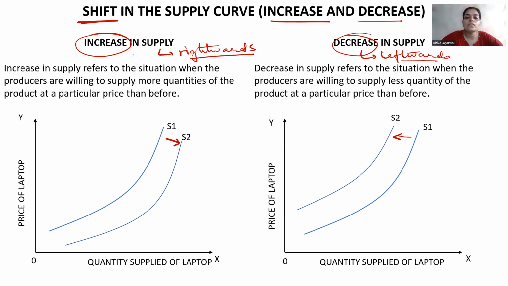Now, how did the supply curve shift? The supply curve shifted due to all the non-price determinants present in the economy that affect the supply directly, but they do not include the price determinants. Price is not included.